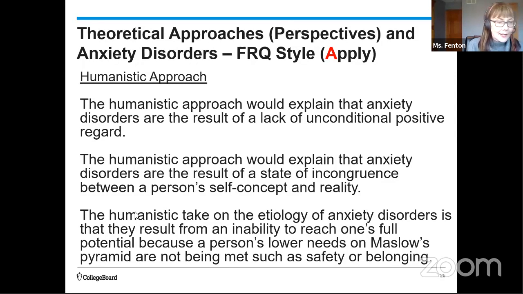And finally, at the bottom, you have a Maslow answer. So the cause of anxiety disorders might be that a person's lower needs on the pyramid were not met, right? So the bottom of Maslow's pyramid, as you recall, is physiological needs. Then you have safety, then you have belongingness, esteem, and then at the top of the pyramid, self-actualization.